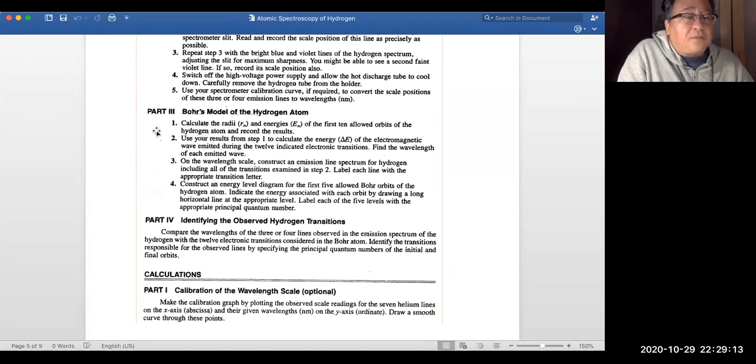And then you can see for part 3, number 3, it says on a wavelength scale, construct an emission line. We're going to do that. So I'm going to write construct emission line. And I'm writing these notes on a piece of paper, which we'll be looking at in a little bit when I switch my share screen. And then number 4 is going to be construct an energy level diagram. And then number 5, which isn't listed there, is going to be construct a radius diagram.